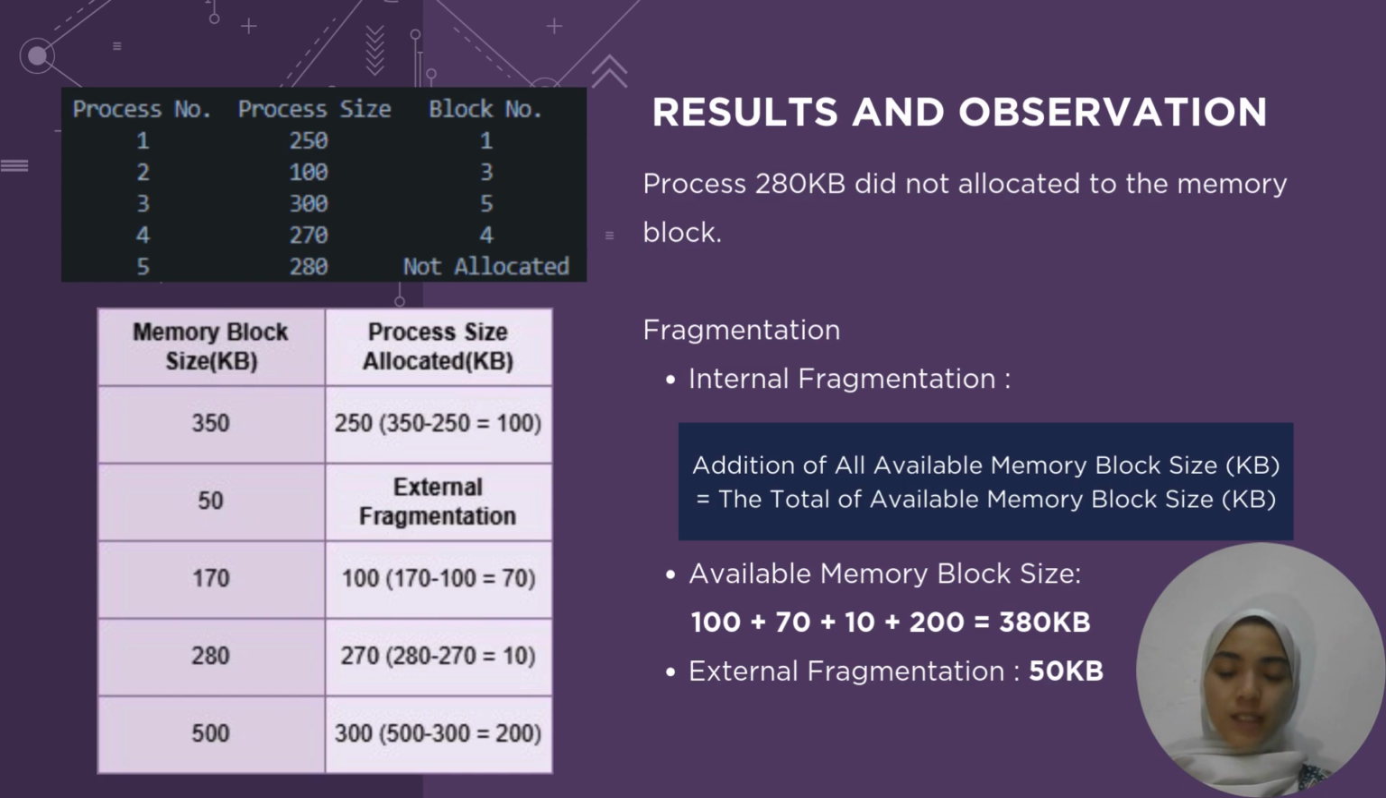the 280 process size. So when you want to find the internal fragmentation, you have to add all the available memory block sizes and you will get the total available memory block size. I have attached the example, 100 KB plus 70 KB plus 10 KB plus 200 KB, and the total is 380 KB that is still available. As for the external fragmentation, it is 50 KB because all the process sizes you can see here are more than 100 KB. So the 50 KB memory block is external fragmentation. I think that's enough for our presentation today, and thank you for watching.